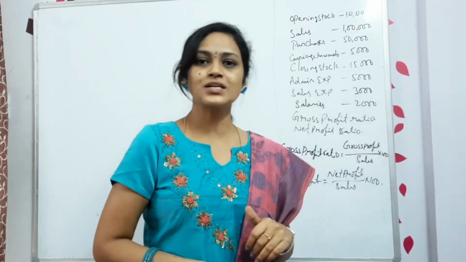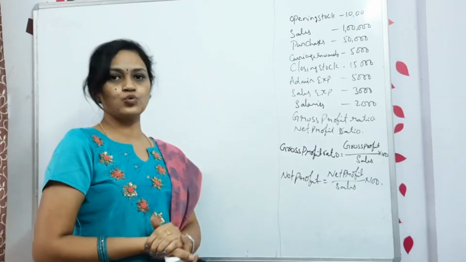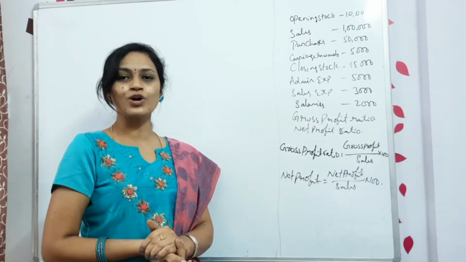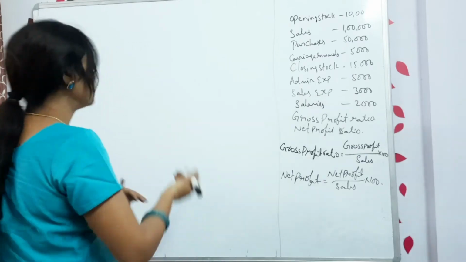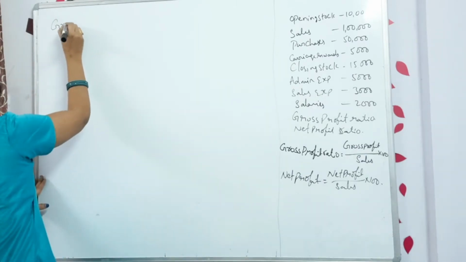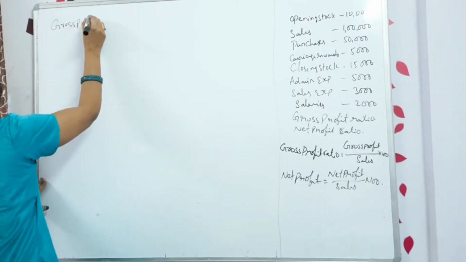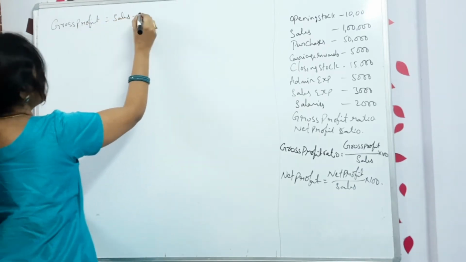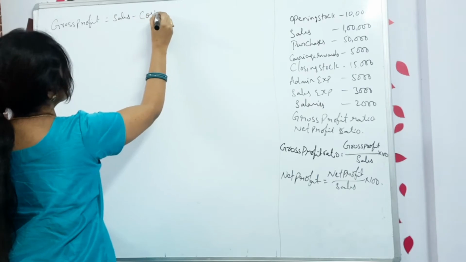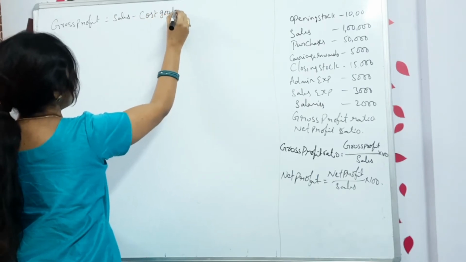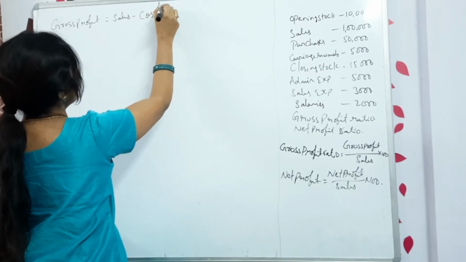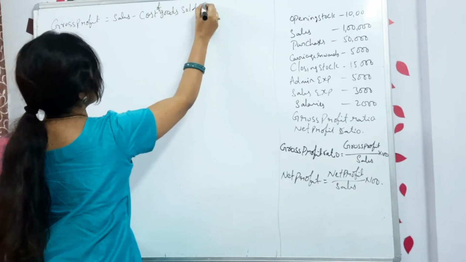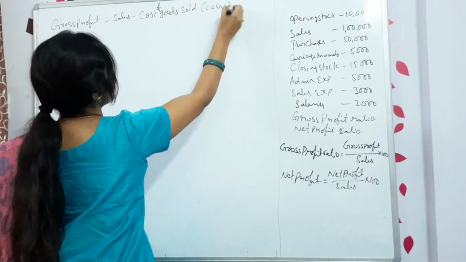Okay, so now first let's write down what is cost of goods sold. So gross profit is equal to sales minus cost of goods sold. It can also be called COGS. Cost of goods sold. We call it COGS also.